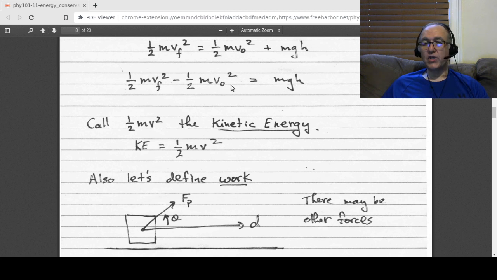Now this equation is a little easier to make sense of than the original equation. It generalizes better. So the 1/2 mv squared, we're going to call the kinetic energy. This quantity, energy, which is conserved, comes in a couple of forms. One form is kinetic energy, and it's the energy an object has just because it's moving. To calculate the kinetic energy of an object, you calculate 1/2 mv squared. Why the 1/2, you'll see, but the mv squared kind of makes sense.